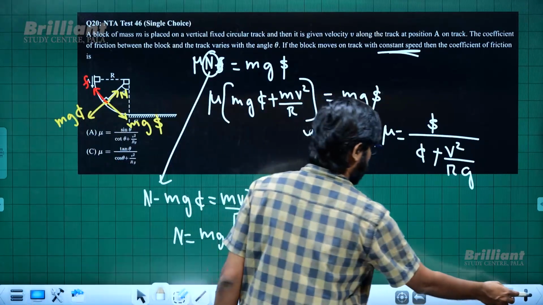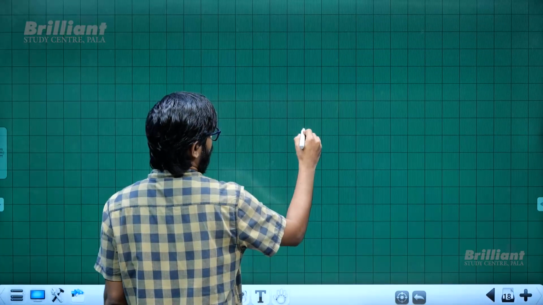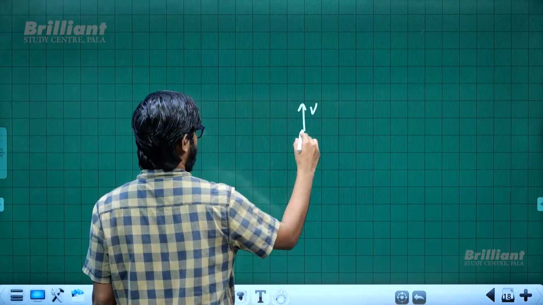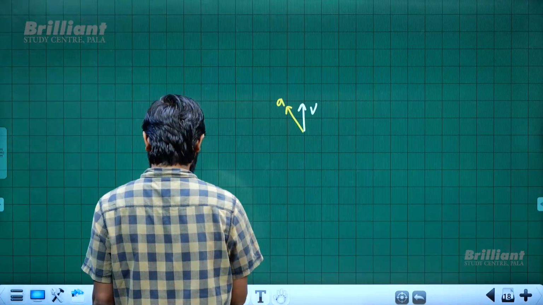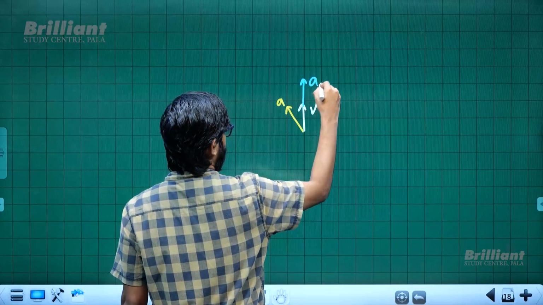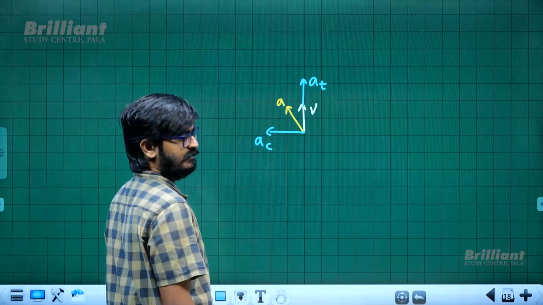It's like radius of curvature. How do we define radius of curvature? In circular motion, if velocity is this way and acceleration is this way, then resolve the acceleration into 2 components. This component is going to be tangential, this component is going to be centripetal. That's what we said.